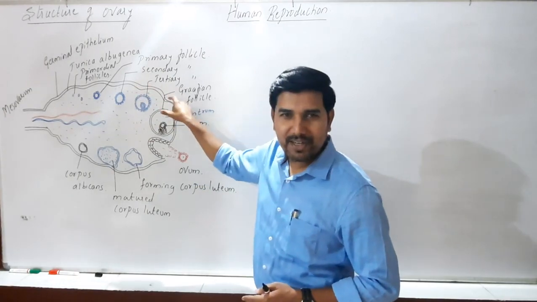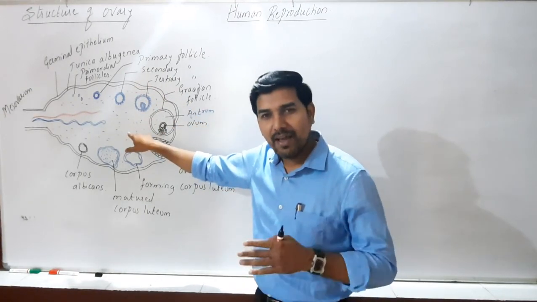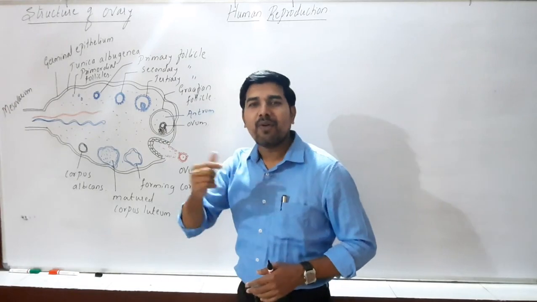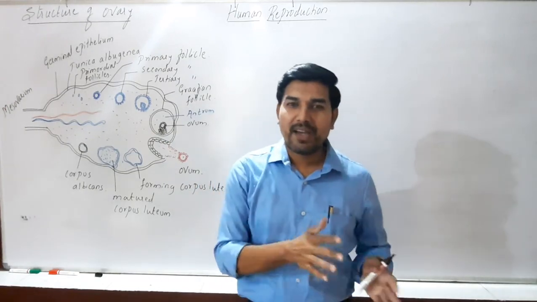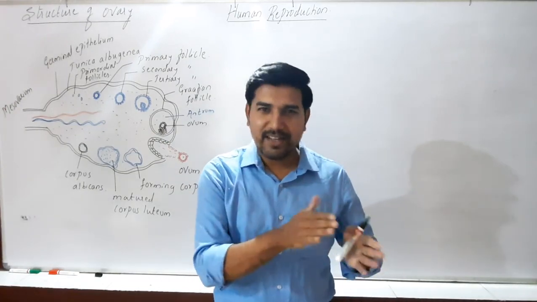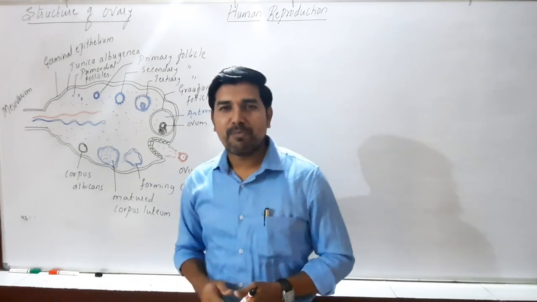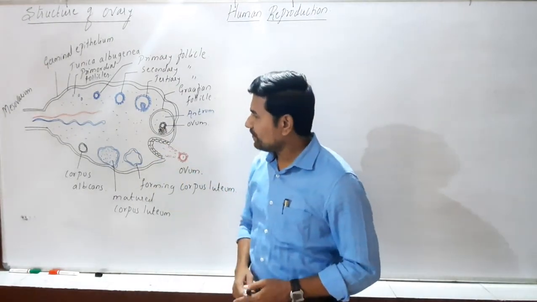Cortex consists of follicular cells. Medulla consists of blood vessels. It is richly vascularized, vascularized meaning rich in blood supply. Arteries and veins are there, and hence the medulla region is vascularized.